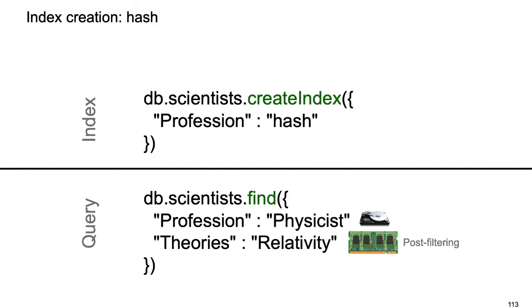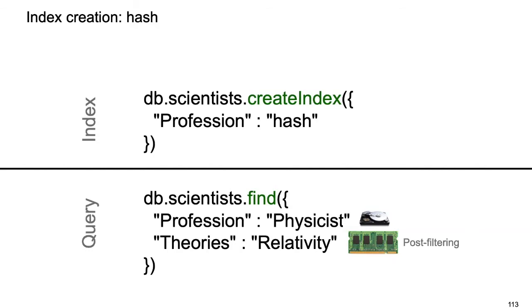This is an example where it's not highly filtering. So profession, there's plenty of people with the same profession. We have an index on the profession. Then we can use the index. So it's going to figure out that a strategy is to use the index, but you have to finish in memory. Because here you want to find profession physicists, but then you're going to have all the physicists. So in memory, you need to only keep those that have relativity in the theories.